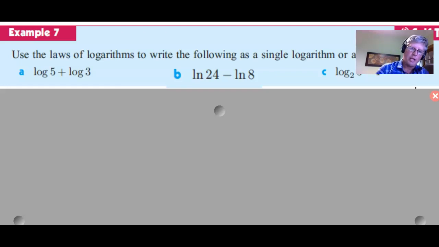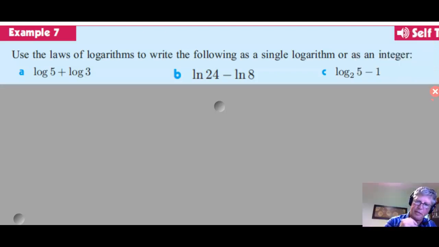Here we go. Use the laws of logarithms to write the following as a single logarithm or as an integer. You can't read that because I've successfully covered that up. There we go. We should be good now. All right.